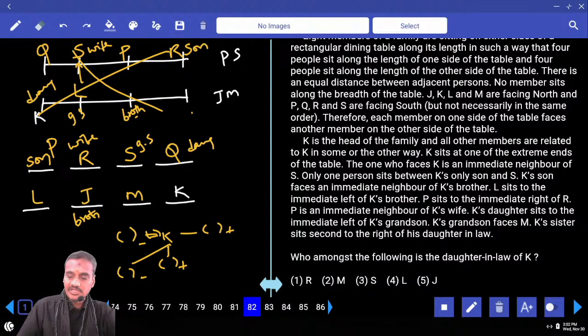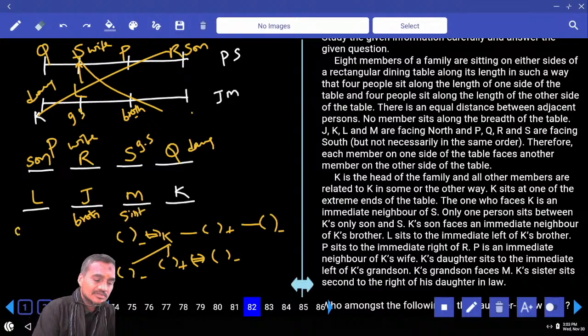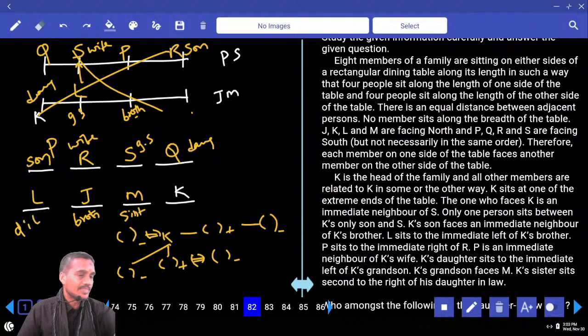K's sister sits second to the right of his daughter-in-law. That means K is having a daughter-in-law, meaning K's son is here and the son's wife is there. And K is having a sister as well, a brother and a sister. Now this K's sister sits second to the right of his daughter-in-law. Where should she be? M is the sister and L is the daughter-in-law. Done? Now the relations have come.